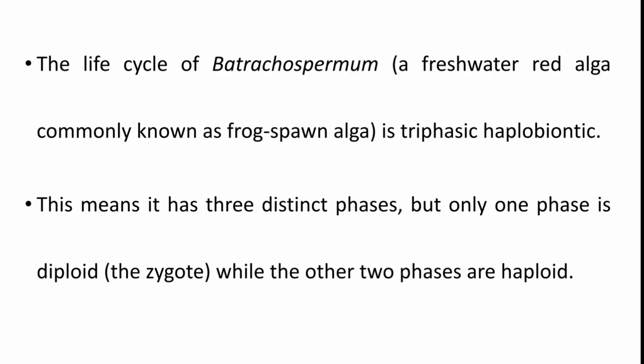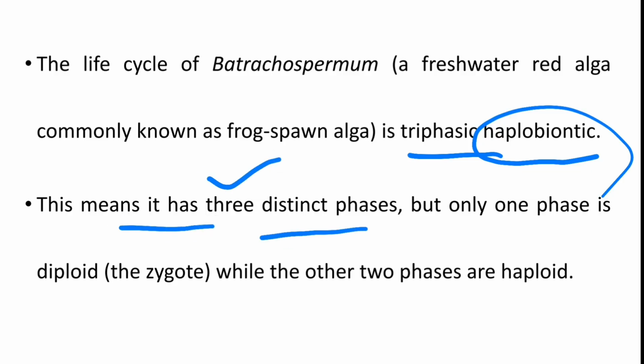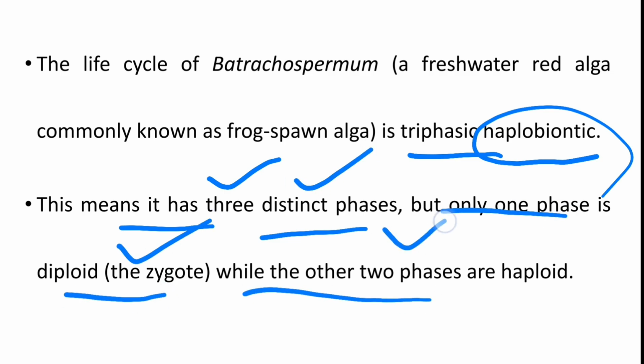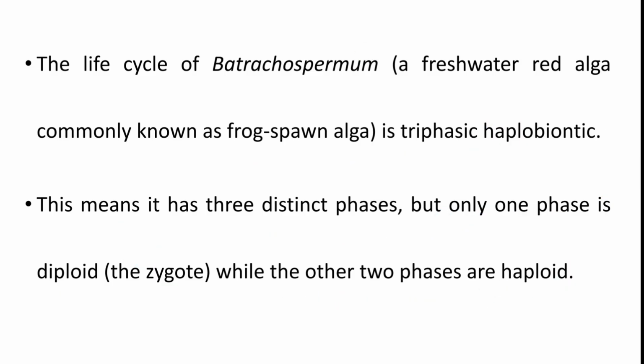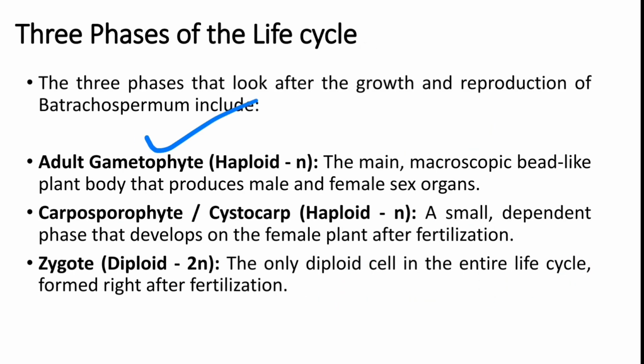The life cycle of this freshwater red alga Batrachospermum is triphasic. That means it consists of 3 phases, and it is haplobiontic. Most of the phases of the life cycle are haploid in nature. Only the zygote stage is diploid. So only one phase is diploid, the zygote, and the other 2 phases are haploid. The 3 phases are: one adult gametophytic phase, one haploid carposporophytic phase, and one diploid zygote phase.